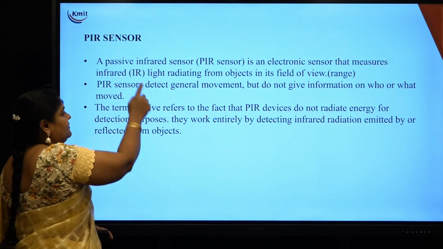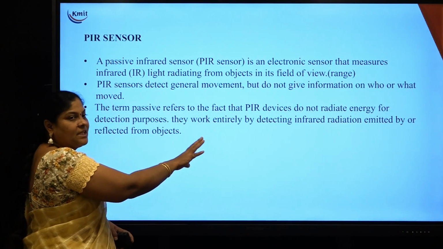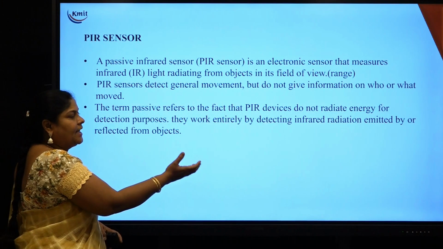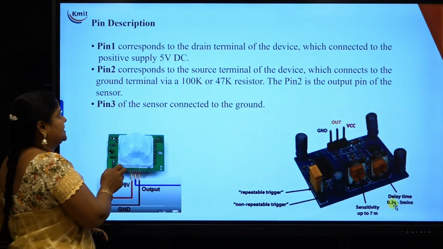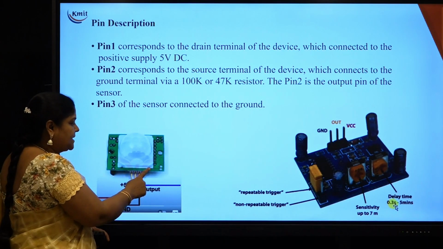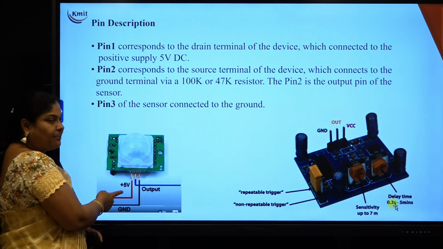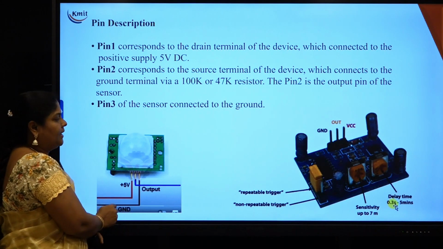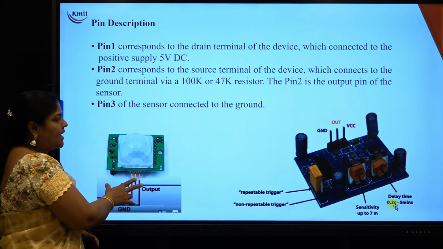The term passive here refers to the PIR device. That means it will not radiate energy, but it will detect the radiating energy from the objects which are moving in front of the sensor. So next, the pin description of PIR sensor. PIR sensor will look like this. It will have 3 pins. First pin is the power supply pin. Second pin is an output pin. Third pin is a ground pin. So these are the 3 pins of the PIR sensor.